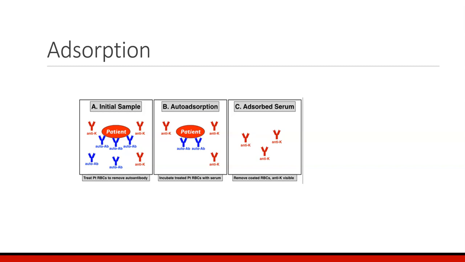So we'll incubate the patient's serum with the patient's cells at an appropriate temperature. Then we spin it down, we harvest the serum and test that against a panel cell. And the beauty of it is we no longer get the interference from the autoantibody because only alloantibody is remaining.